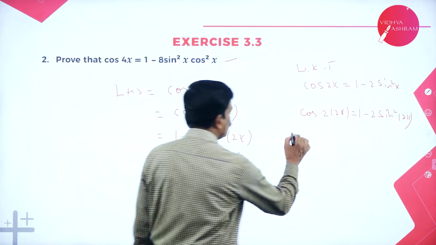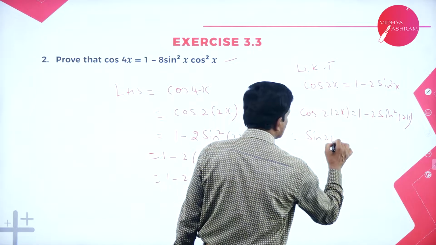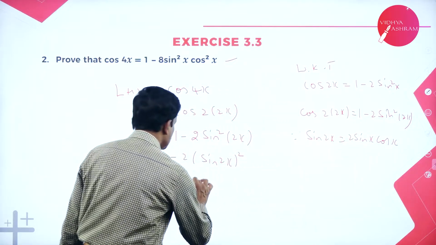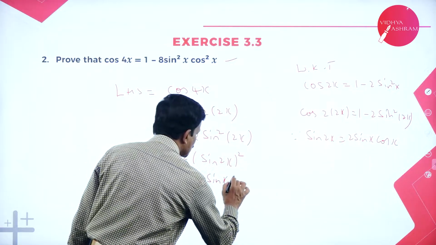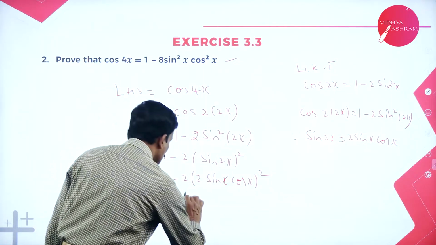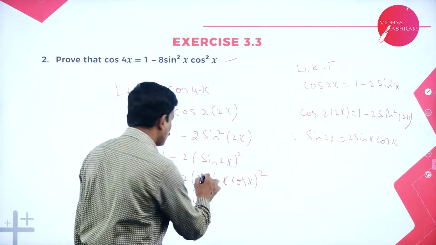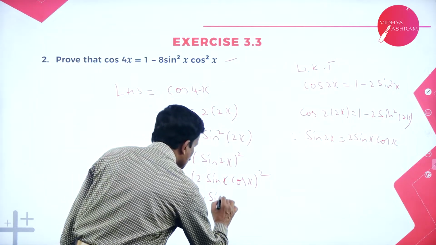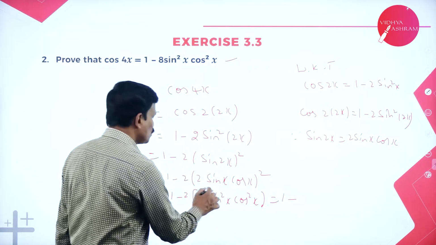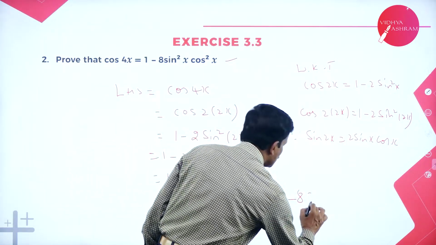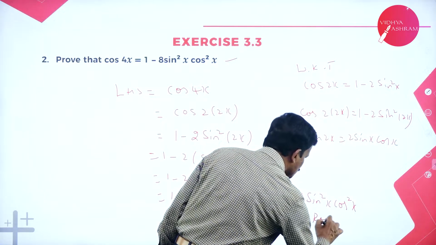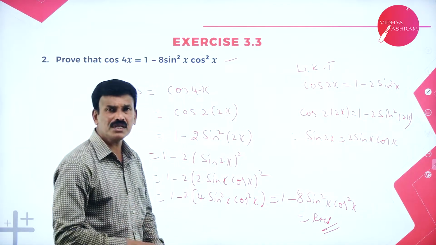1 minus, since we know the formula for sine 2x is also equal to 2 sine x into cos x, this can be written as 1 minus (2 sine x cos x) whole square. This is equal to 1 minus 2 into, just apply the square, 2 square is 4 sine square x into cos square x. If you multiply this, 2 into 4 is 8, so 1 minus 8 sine square x cos square x, which is the required RHS. That's it. Very simple here.